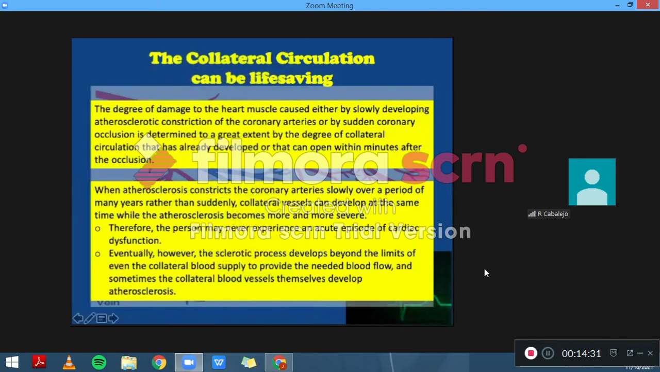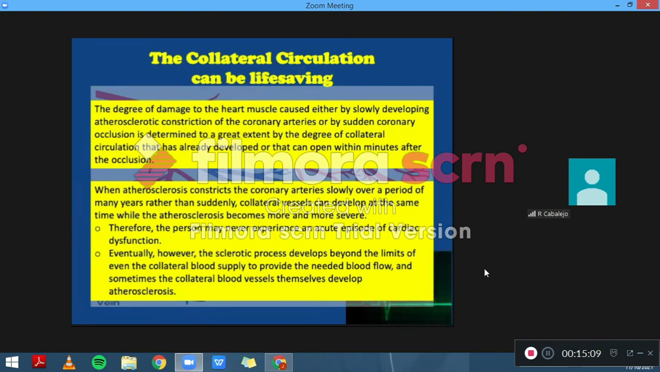The degree of damage to the heart muscle, caused either by slowly developing atherosclerotic constriction of the coronary arteries or by sudden coronary occlusion, is determined to a great extent by the degree of collateral circulation that has already developed or that can open within minutes after the occlusion. So if you have developed many collaterals, there's a tendency that you may survive your infarction, compared to an acute occlusion wherein your coronaries have not yet developed collateral circulation.